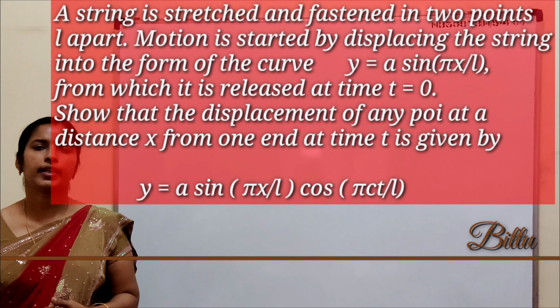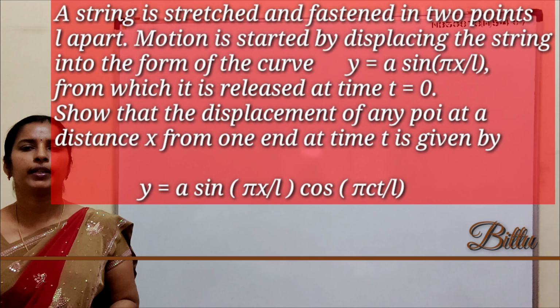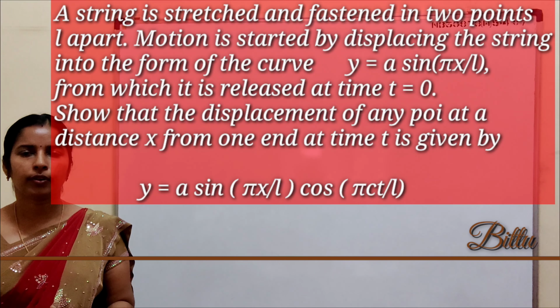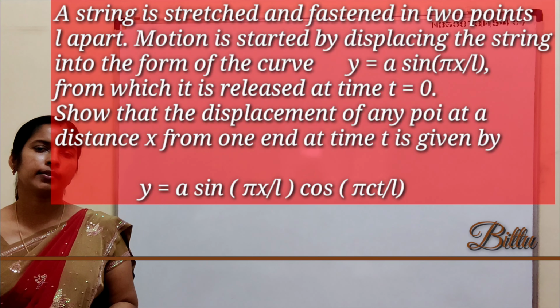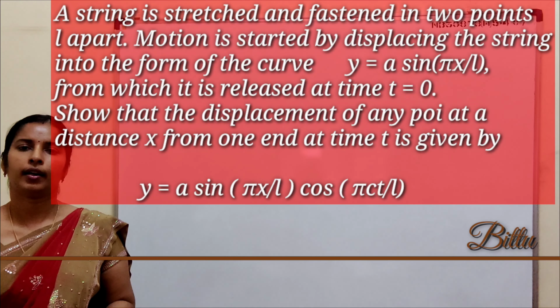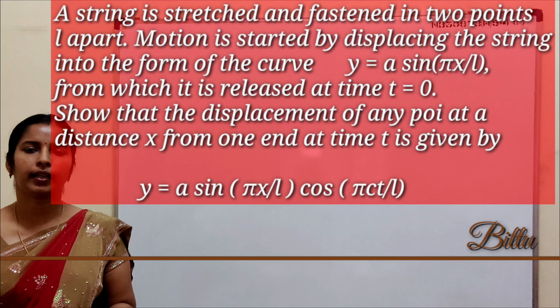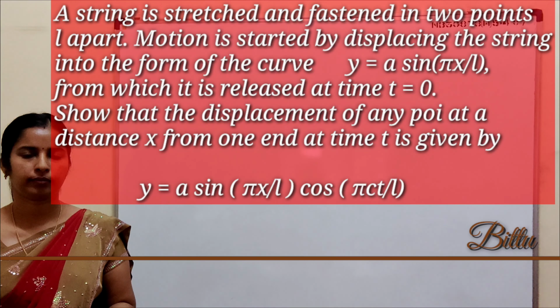A string is stretched and fastened in 2 points L apart. Motion is started by displacing the string into the form of a curve y = a sin(pi x by l), from which it is released at time t = 0. Show that the displacement of any point at a distance x from one end at time t is given by y = a sin(pi x by l) cos(pi ct by l).